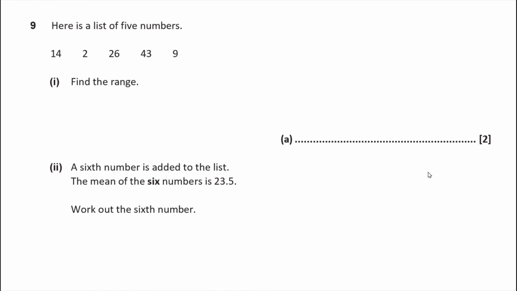Question 9. Here is a list of 5 numbers. I've got 14, 2, 26, 43, and 9. Find the range. Well, what is a range? A range is the highest value in your data set minus the lowest value in your data set. What's the highest value here? The highest value is the 43, isn't it? That's the biggest one. So that's going to go here.